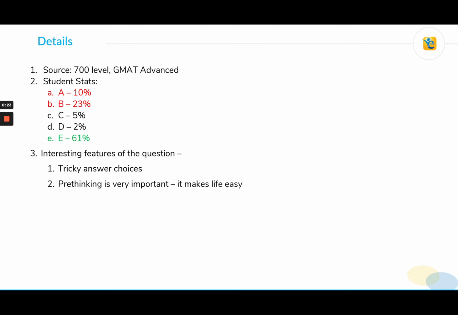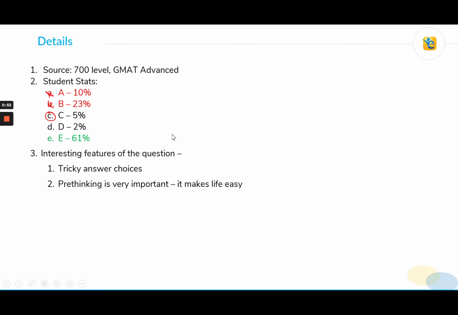Alright, so this is a 700 level question. It is a question from GMAT Advanced, and what really makes this question tricky are the answer choices. The conclusion is easy enough to understand, the logic is clear, even pre-thinking is not really a problem. You could easily arrive at a couple of scenarios. What really causes confusion in this question are the answer choices. It's not just these very popular answer choices, that's A and B. Even option C, if you ask me, is actually tricky.